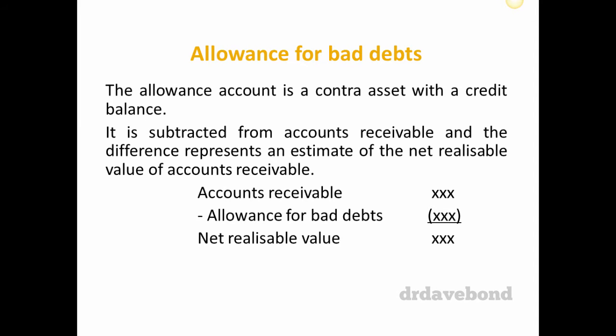So the allowance for bad debts, already talked about, it's a contra asset, and it's set up as accounts receivable less allowance for bad debts. It gives us your net realizable value. So if it was 1,000 less 20 gives you 980.